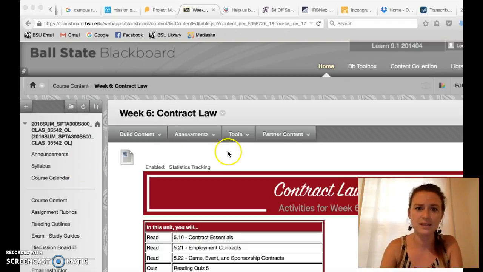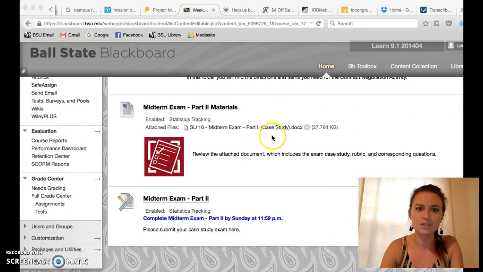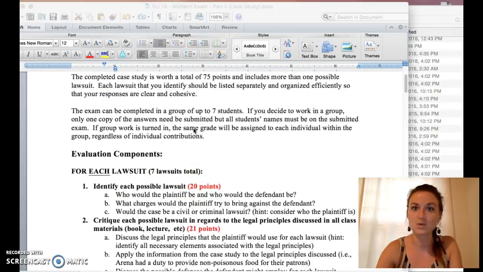If you go to the contract law module and scroll down to the very bottom, you will see two things. Midterm exam part 2 materials. This document right here provides you with a rubric and instructions for midterm exam part 2. It also provides you with the case study that you will be analyzing. And then once you have completed the midterm, you can submit that document through this assignment submission, midterm exam part 2. Now this document, I have it already pulled up on my computer and I wanted to walk you through it.